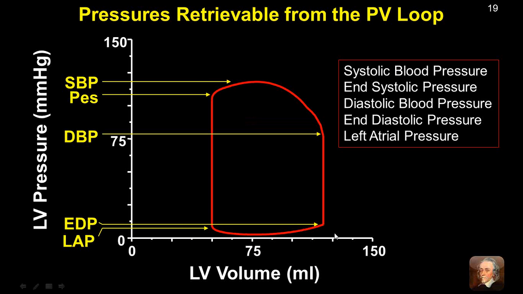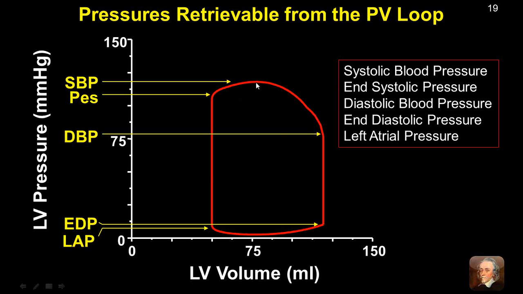In terms of pressures, there are at least five pressures that you can pick off of the loop. The starting pressure is called the end diastolic pressure. That's the pressure that exists in the ventricle at the start of ejection. And the right upper corner of the loop is where the aortic valve opens. The peak pressure of the loop is also the same as the peak pressure in the aorta. That's because during this ejection phase, the aortic valve is open, and the pressure in the ventricle and the proximal aorta are basically equal.